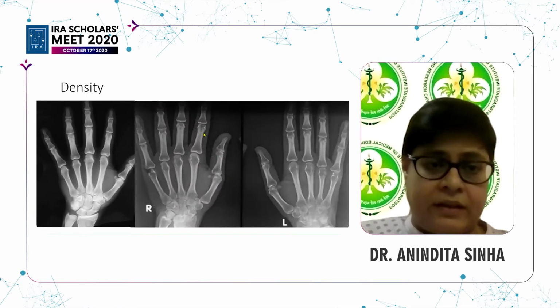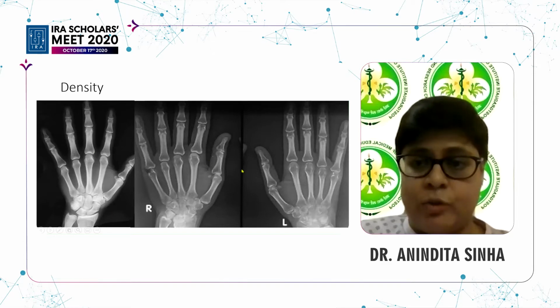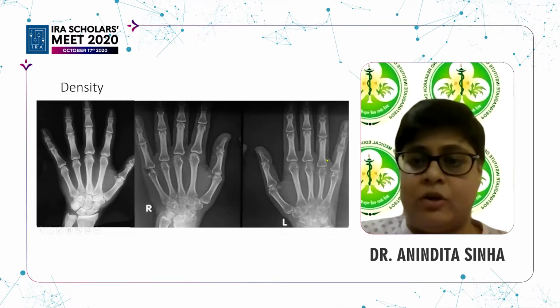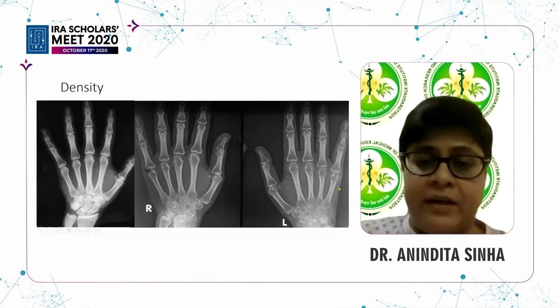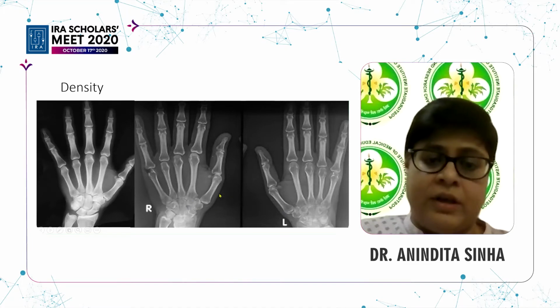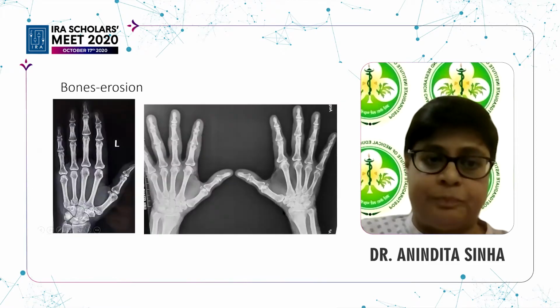So again, another example of periarticular osteopenia in these two cases, where the right and left show symmetrical periarticular osteopenia, one of the earliest findings in rheumatoid arthritis, where you can see even the carpometacarpal joints have been involved, the intercarpal joints have been involved, and the radiocarpal joints also have been involved.